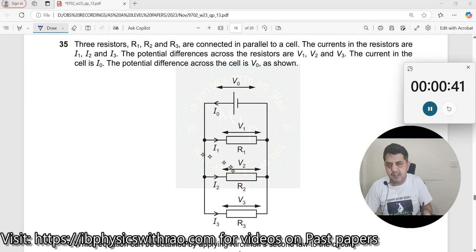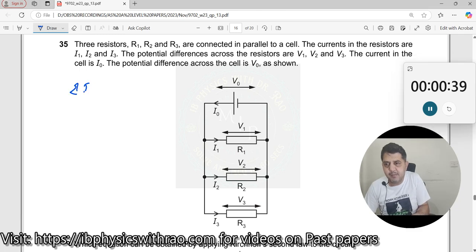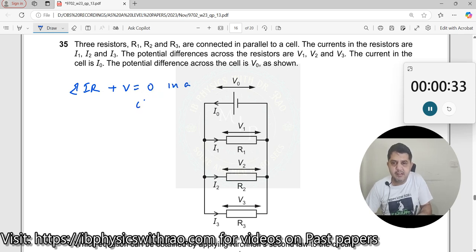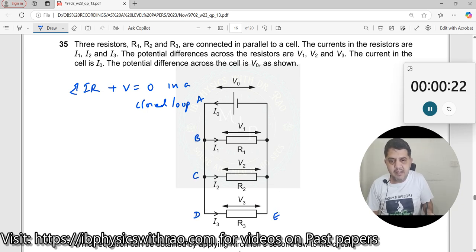KVL tells you that the sum of the IR drops plus voltages is equal to 0 in a closed loop. So how do we do it now? Now you see, let me draw some labels over here: A, B, C, D, E, F, G and H.